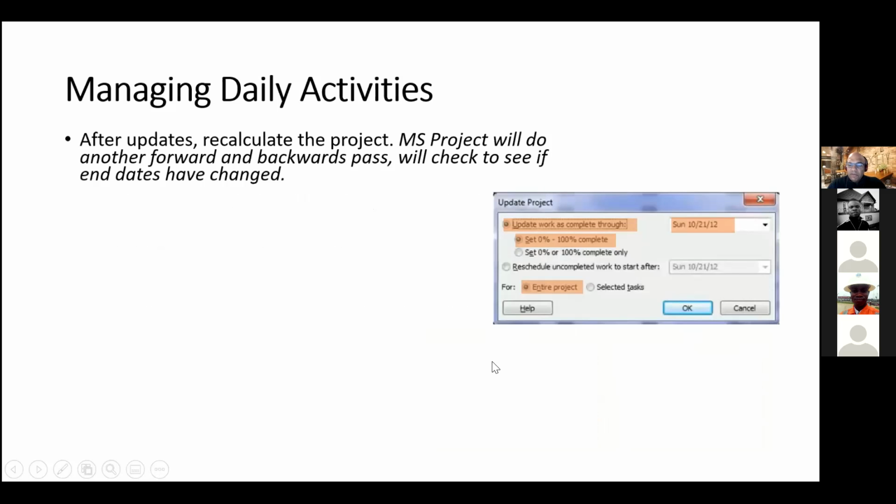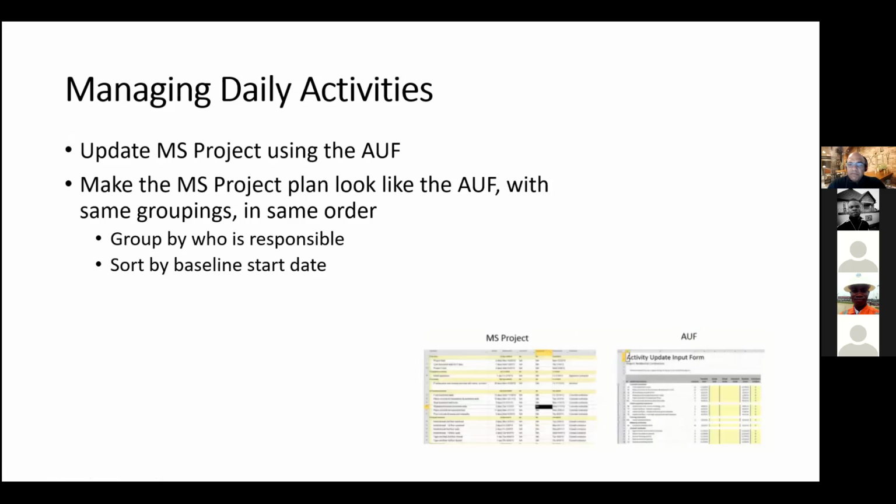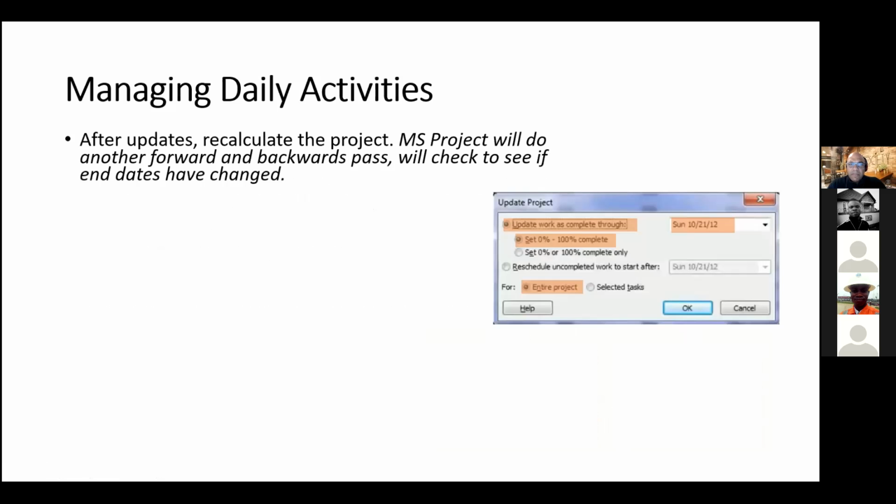After you enter all these updates into Microsoft Project, it will recalculate everything. It'll do another forward pass, a backward pass. It'll check to see if end dates and start dates have changed and so on.